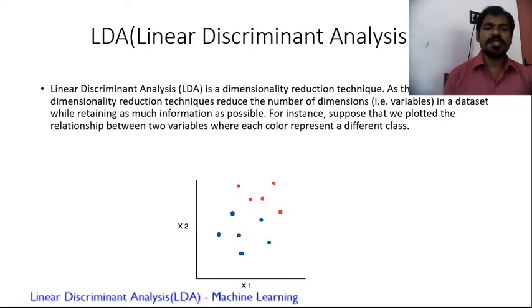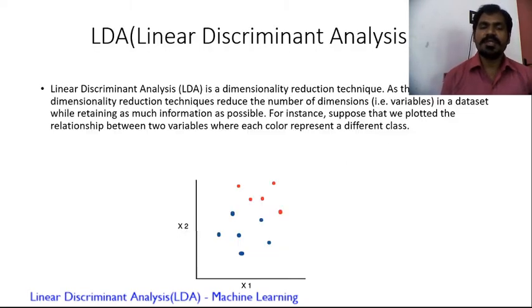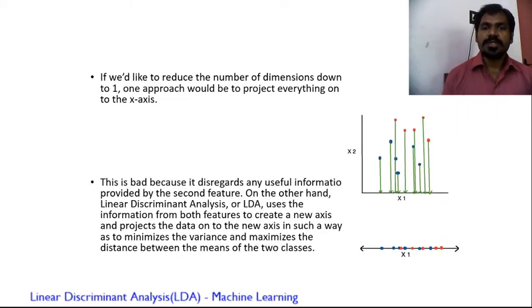So here, say for instance, I have x1, x2. The data sets are plotted in different colors, which shows the relationship between these two variables. If we would like to reduce the number of dimensions, here we plotted 2 features, so it is represented in 2 dimension space. Now we want to convert, using LDA, both the features to create a new axis and project the data onto the new axis in such a way as to minimize the variance within classes and maximize the distance between the means of 2 classes. That is what happens in LDA.